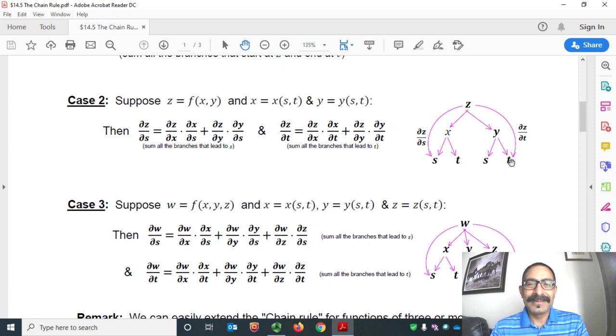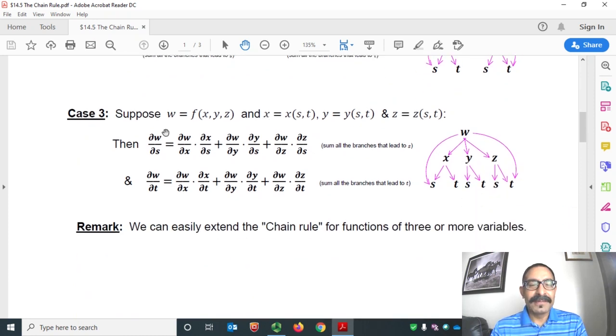Great. Let's move on. Case 3. Suppose w is a function of x, y, z, and x is a function of s and t, y is a function of s and t, z is a function of s and t. Then you can find the partial derivative of w with respect to s and with respect to t. Here again we are finding the corresponding branches and adding them.